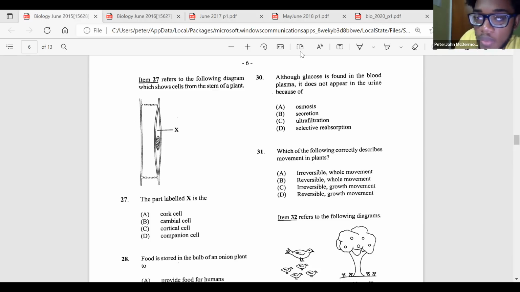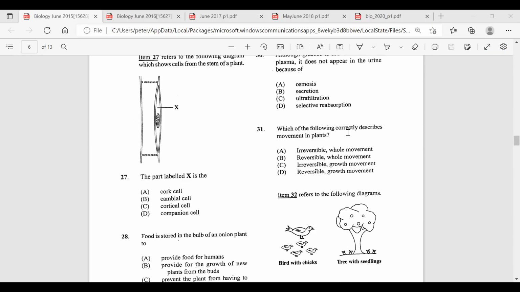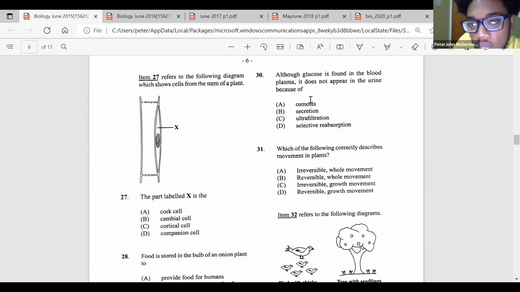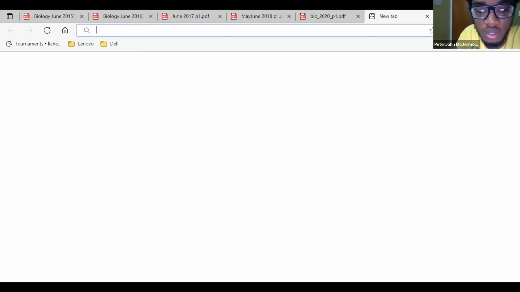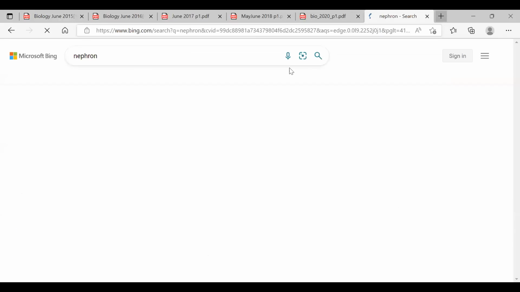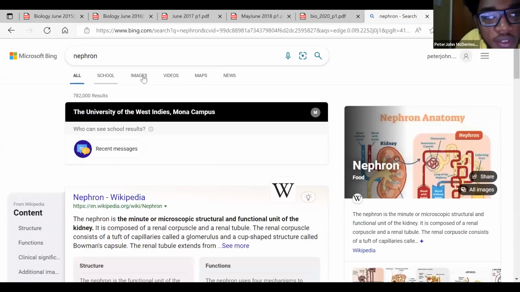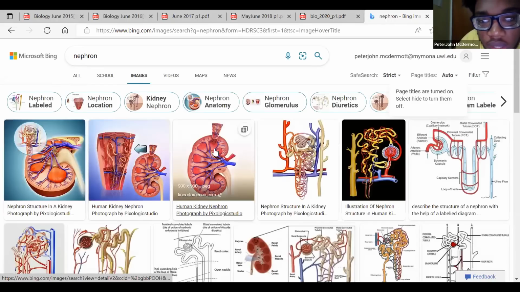All right, guys. Yeah, protein, red blood cells. That's correct. So let's continue. So the answer is D. Yeah, selective reabsorption. Ultrafiltration, no. So yeah, if I could show you guys an example of a nephron. You guys know what a nephron looks like, right? All right, guys, let's look at a nephron really quickly.